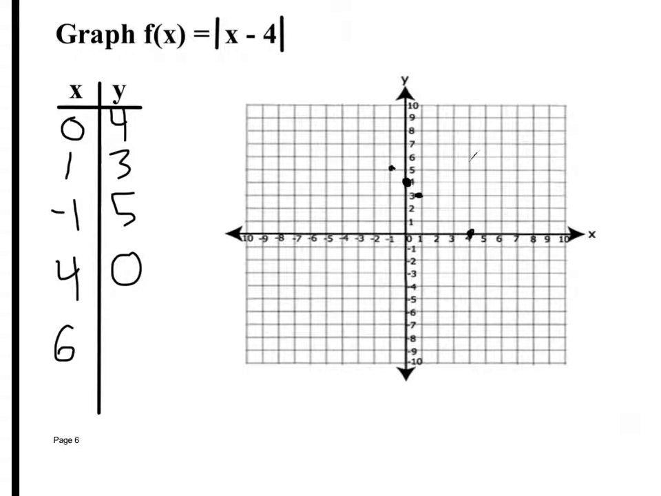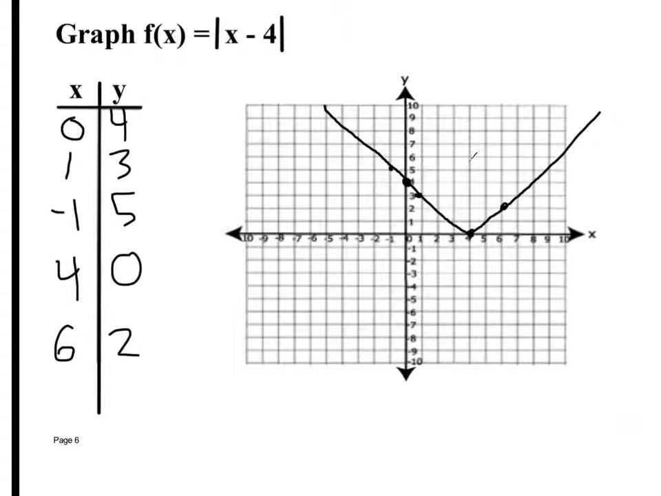What is 6 minus 4? 2. What's the absolute value of 2? 6, 2. Okay, so can I go ahead and graph that? Yes, I have enough to graph it. So this is what the absolute value of x minus 4 looks like.